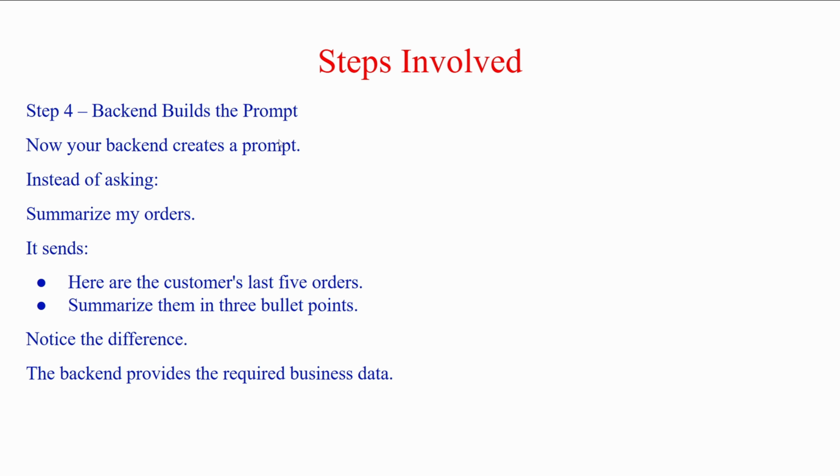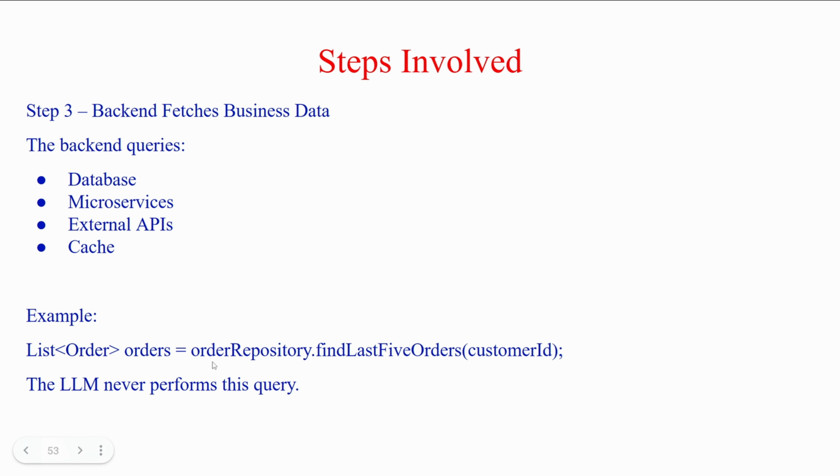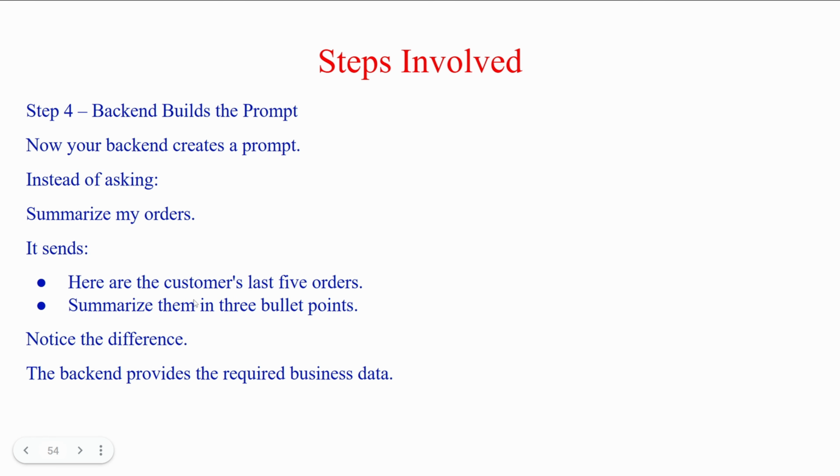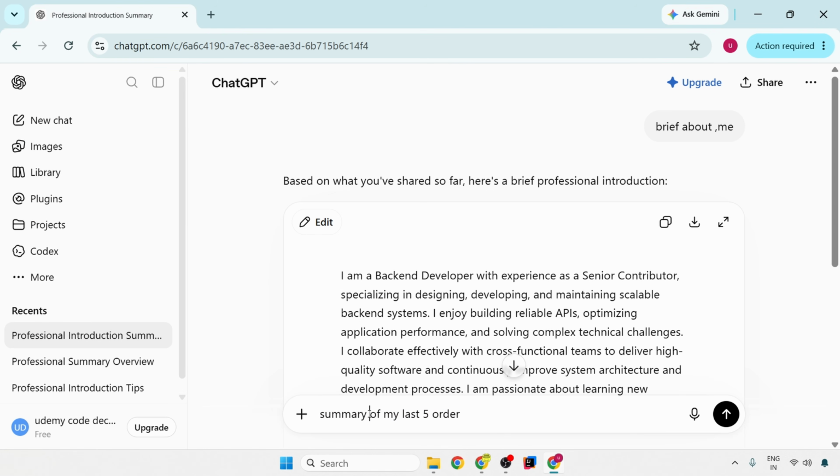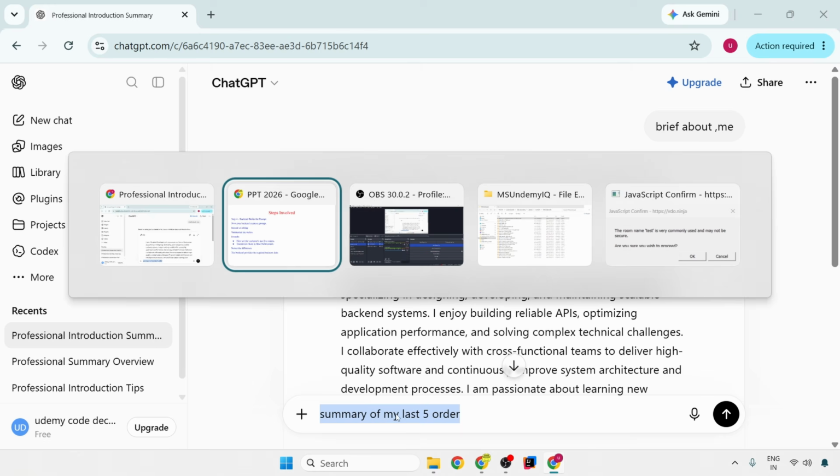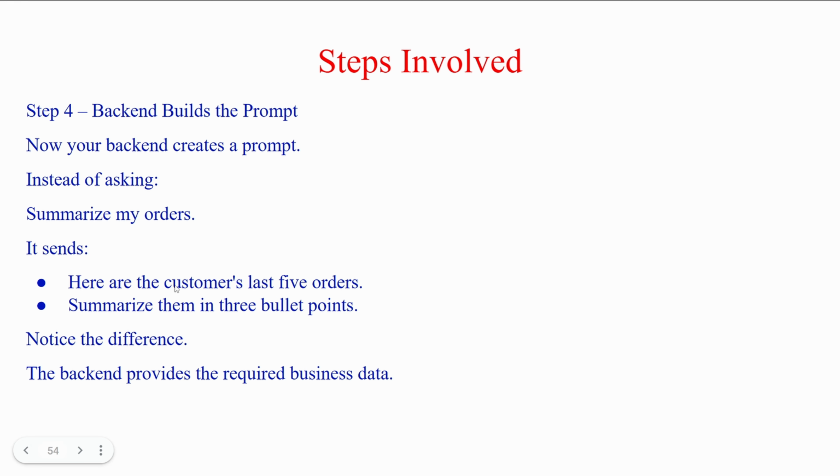So now the backend builds the prompt, your backend creates the prompt. Instead of asking "summarize my order," it sends "here is the list of 5 orders." How does it get the list of 5 orders? Because it is the backend that queried the database, fetched the list of orders, then sent it as a prompt-engineered message: summarize them in bullet points. So you said "summary of my last 5 orders." What actually reaches the LLM? "Here are the last 5 orders. Summarize them in 3 bullet points."